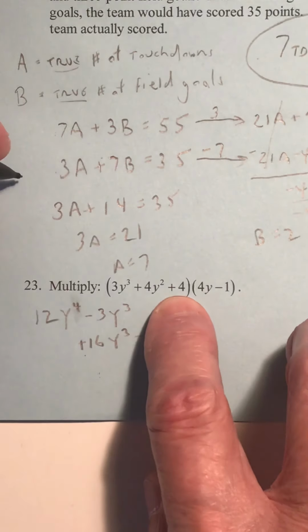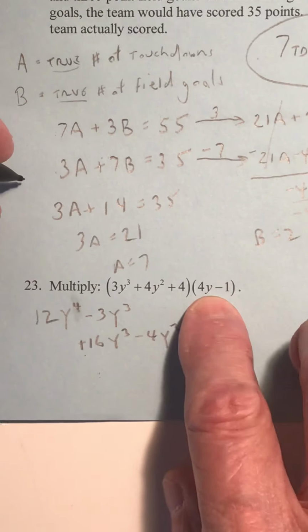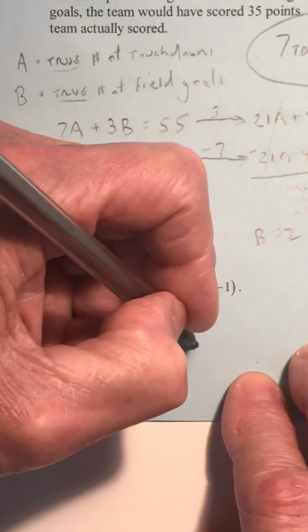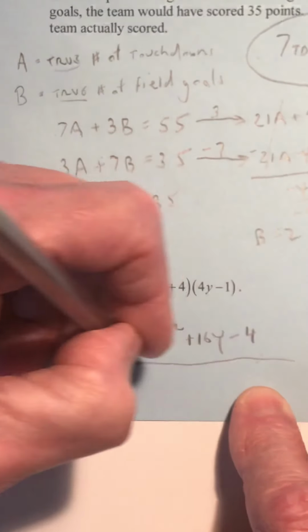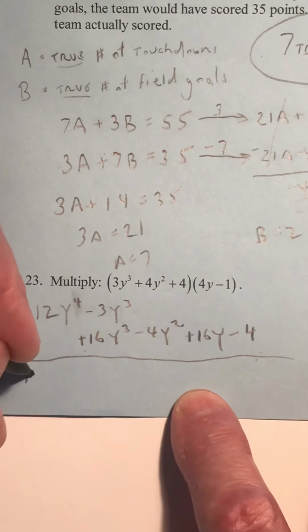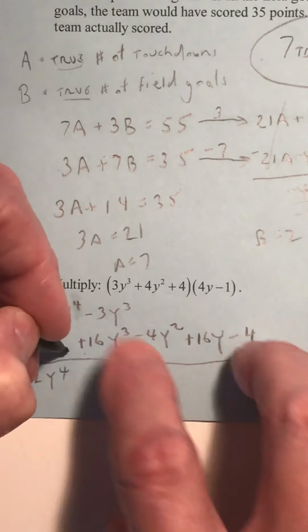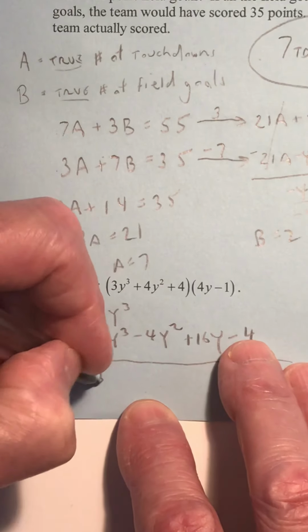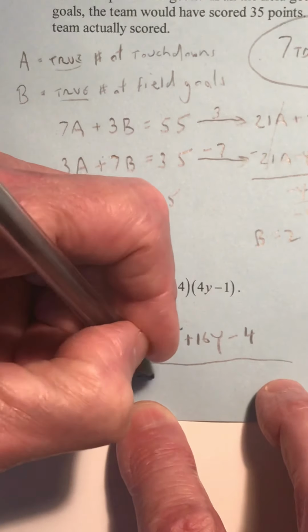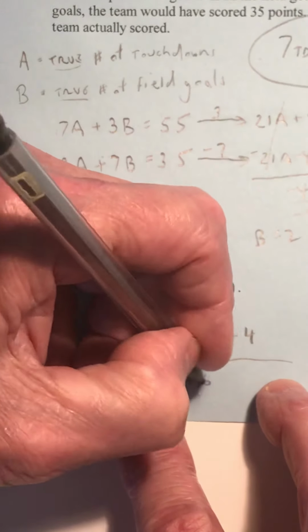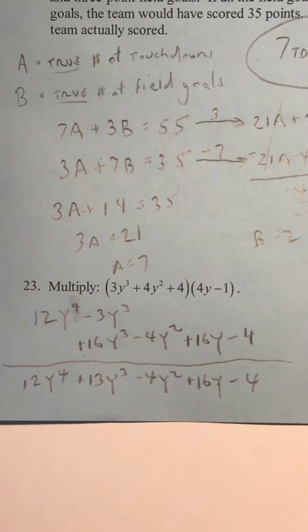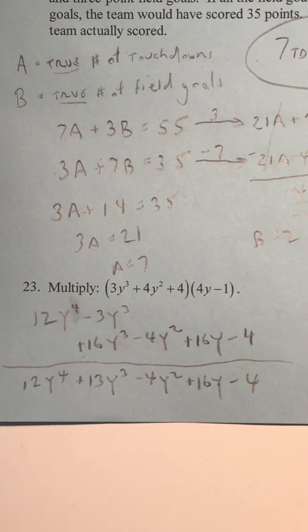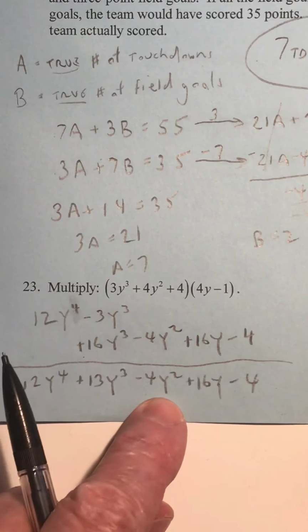And finally, 4 times the parentheses, I get 16y plus 16y minus 4. And now I can collect the like terms, and there's not much. I get 12y to the 4th. Negative 3 and 16 is 13. Y to the 3rd minus 4y squared plus 16y minus 4. Okay, all that seem good. 12y to the 4th plus 13y cubed.